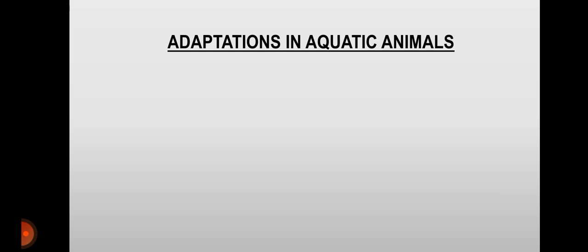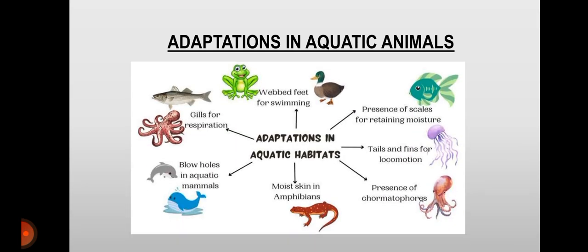Now we will talk about adaptations in aquatic animals. The first common example which we think about aquatic animals is fish. And we all know that fish have gills. Instead of lungs, they have gills for respiration. They have a streamlined body so they can easily swim in the water.